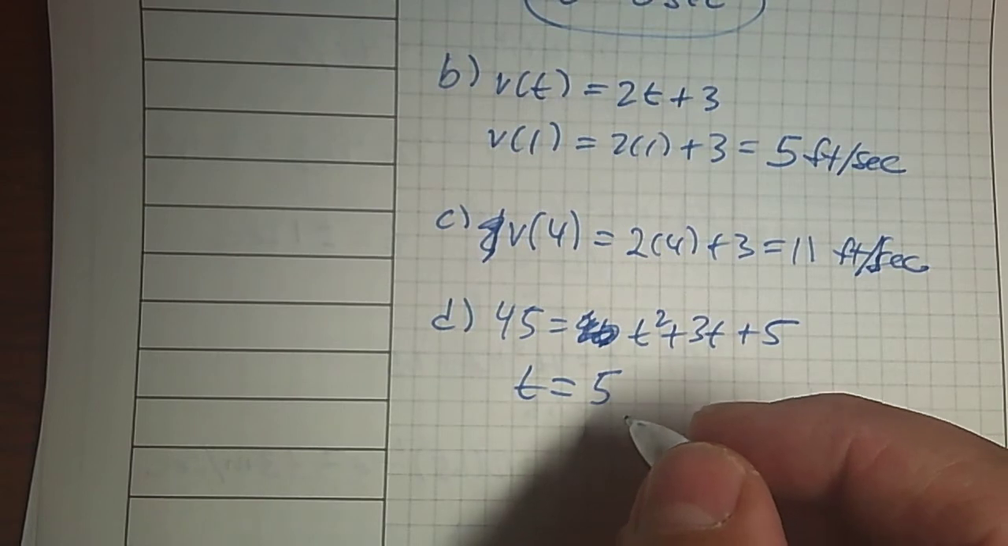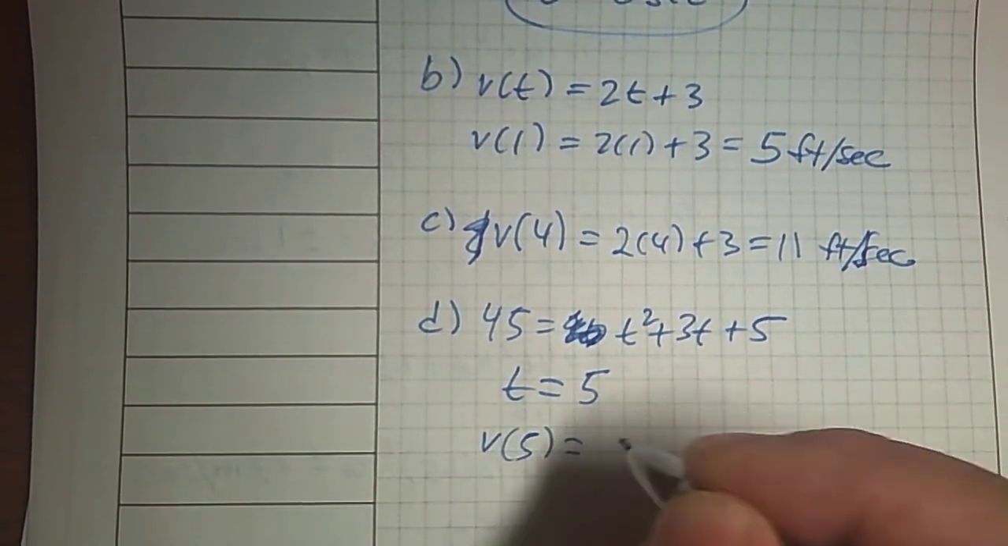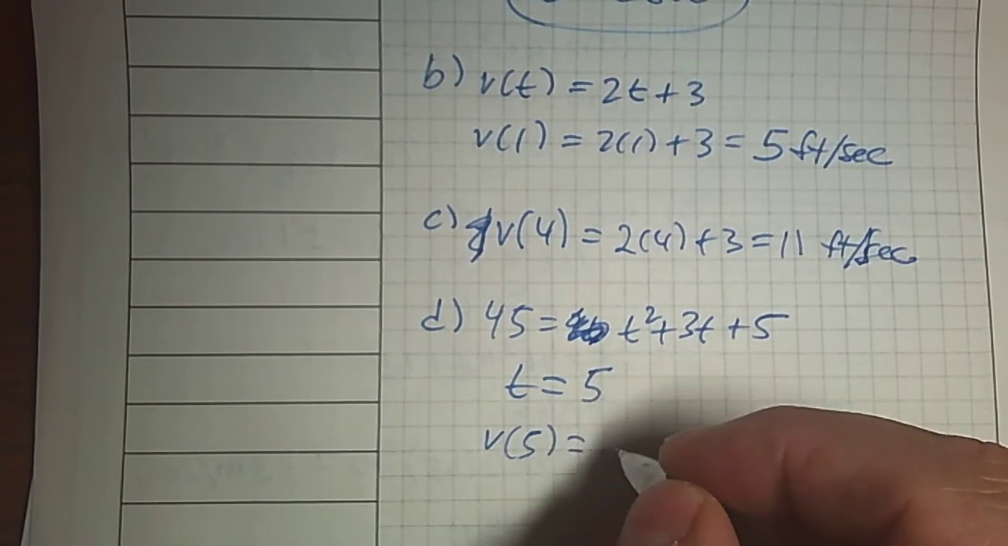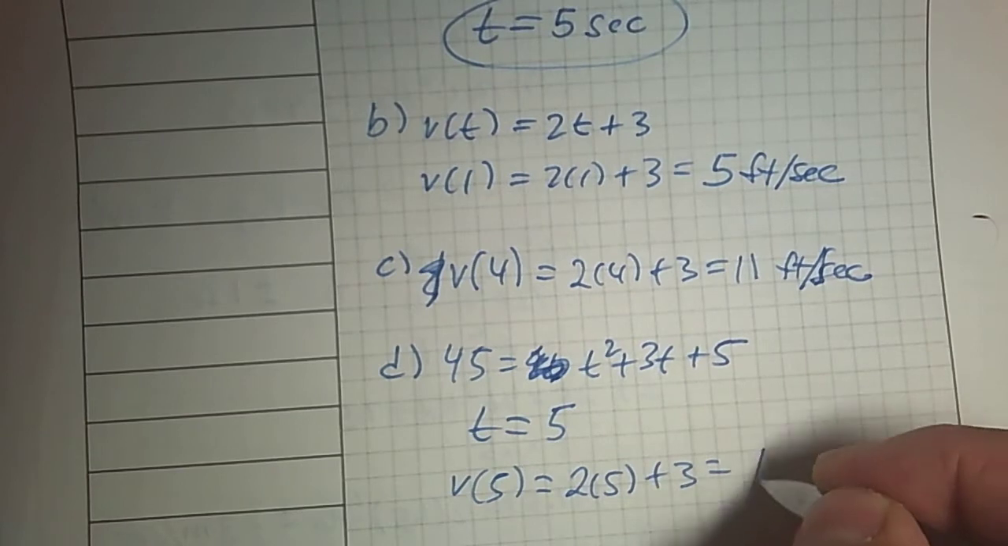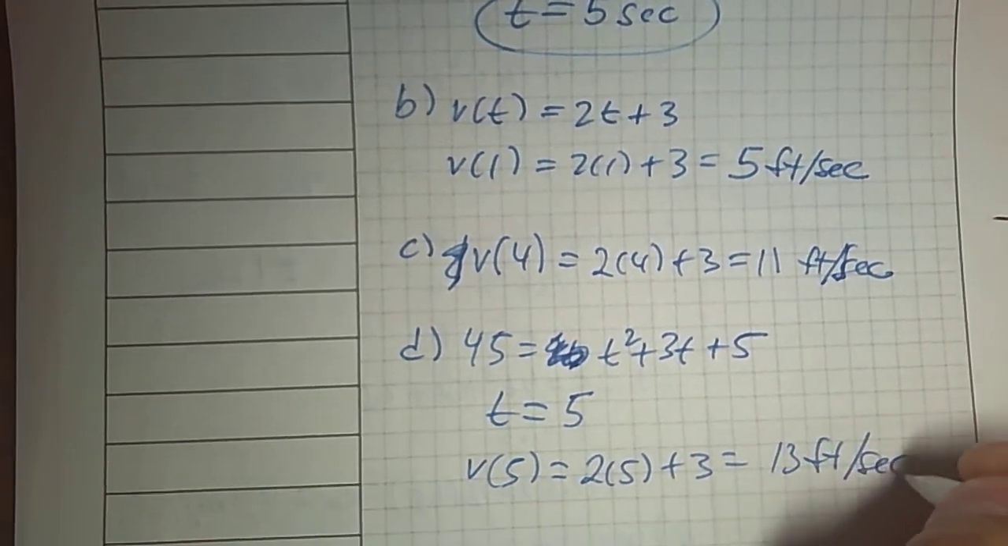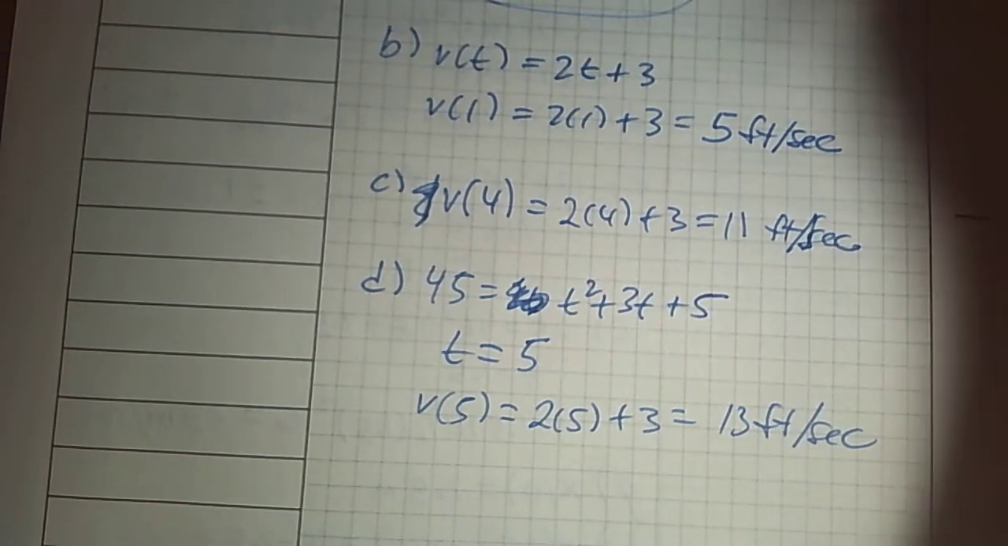We already solved it. Then we take the velocity and plug 5 into there to know what's happening. So the velocity of 5 is 2 times 5 plus 3, so that's 13. So the answer is 13 feet per second. Done. Just working with position, velocity, and acceleration. Number 3.